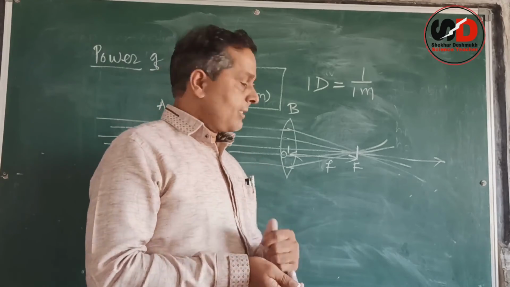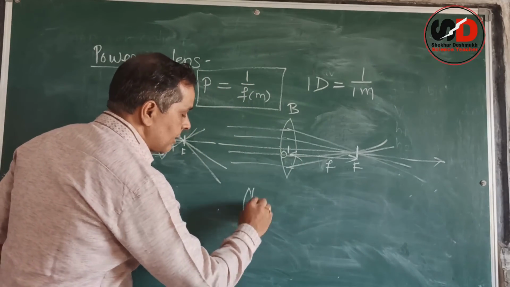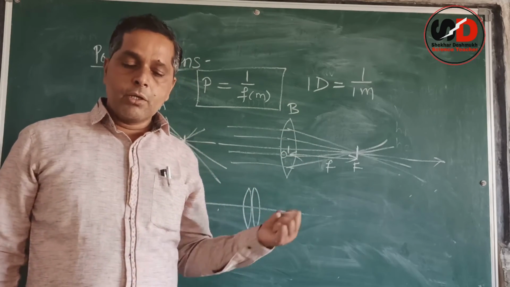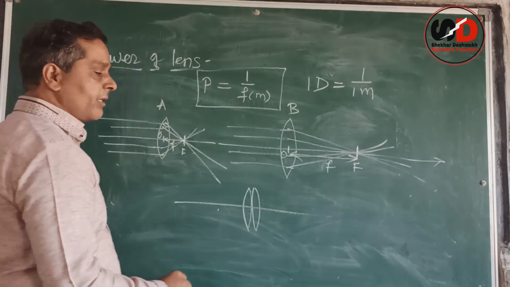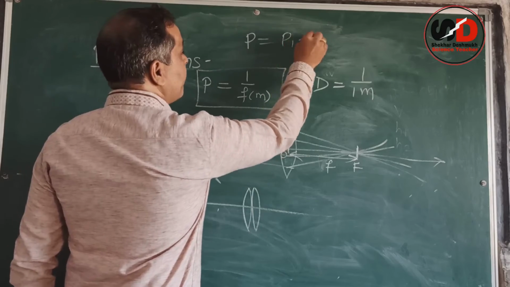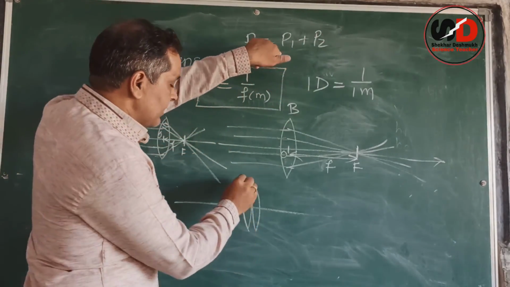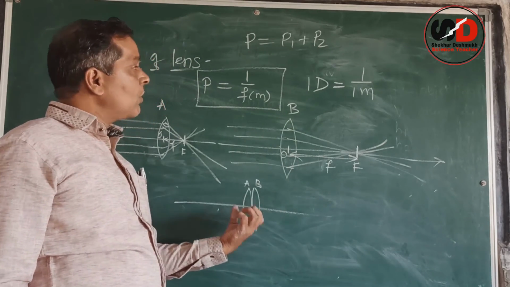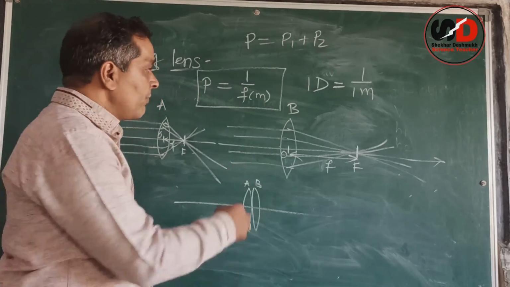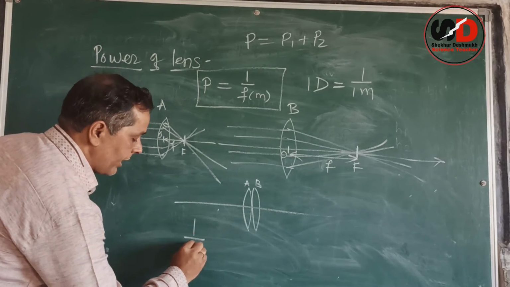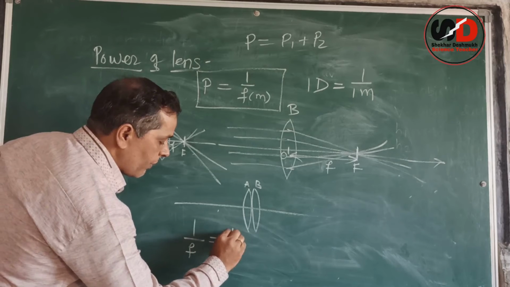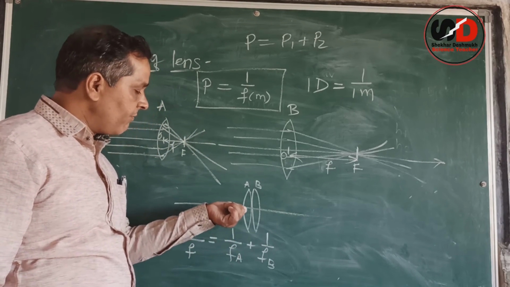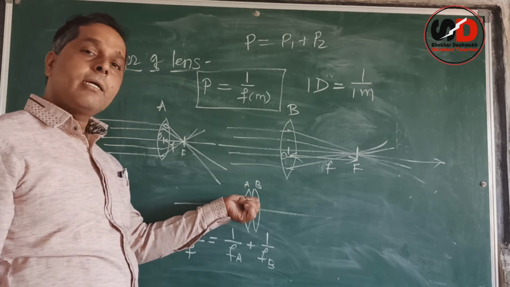If we take a combination of lenses, suppose I took these two lenses in contact with each other, what is the power of this combination of lenses? The power of this combination is nothing but P is equal to P1 plus P2, where P1 is the power of this first lens A and P2 is the power of the second lens B. So the combined power of the lens is equal to P1 plus P2, or we can use this formula also: 1 upon F of combination is equal to 1 upon F A plus 1 upon F B, where F A is the focal length of the first lens A and F B is the focal length of the second lens, that is B.